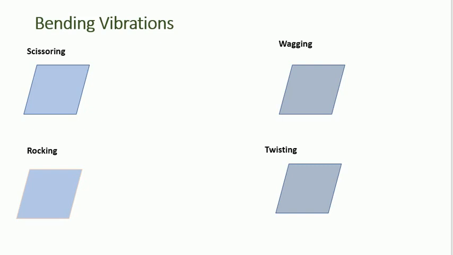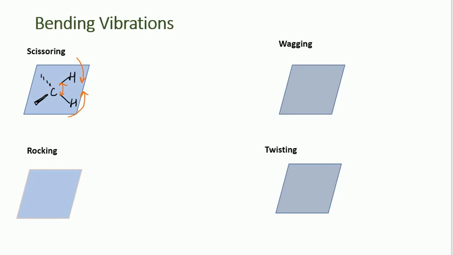So let us see scissoring first. Let's draw the structure: carbon with hydrogen and hydrogen, completing the valency. Scissoring means what? Our scissors, which we use regularly. Like a scissor, one fork comes and another fork comes like this, and this motion is called scissoring, where the bond angle increases and decreases continuously. So scissoring is a bending vibration.